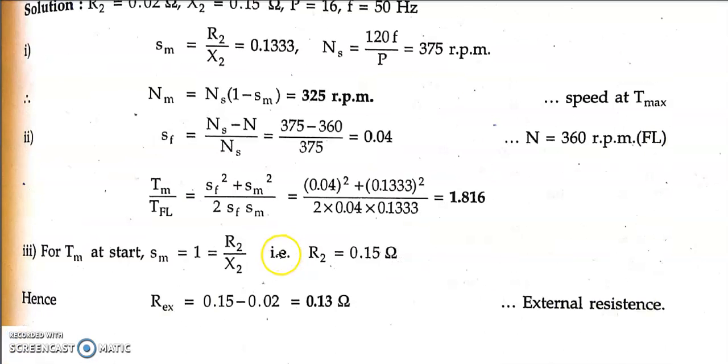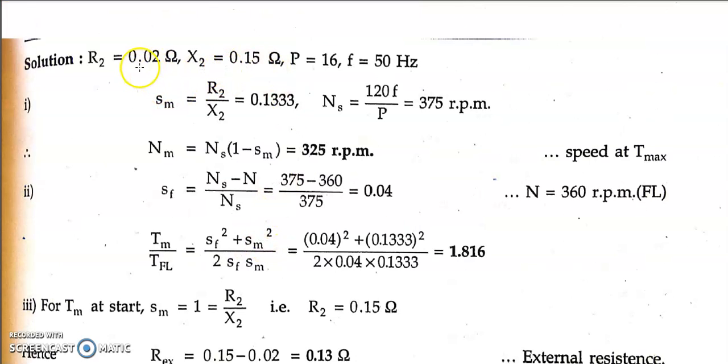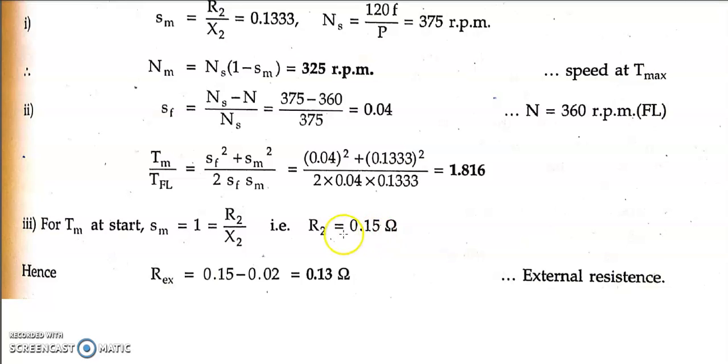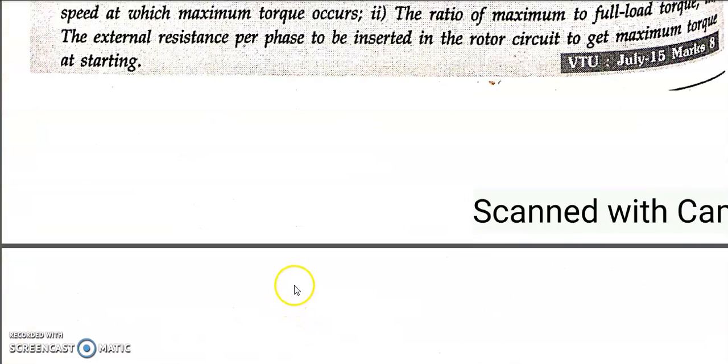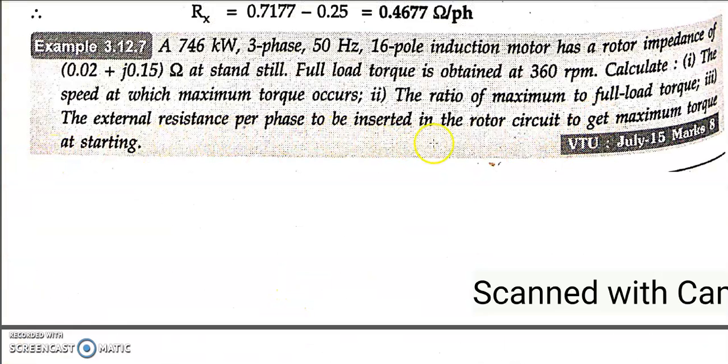Now we are going to calculate the new resistance here, Rex. So subtract one from the other: 0.15 is there already, and the existing resistance is 0.02. Just subtract 0.15 minus 0.02, we will get 0.13. So 0.13 is the external resistance to be added with R2 so as to get the maximum torque initially. It is clearly asked here, the external resistance per phase inserted in the rotor circuit to get the maximum torque at starting itself. So this is how we calculate Rex.